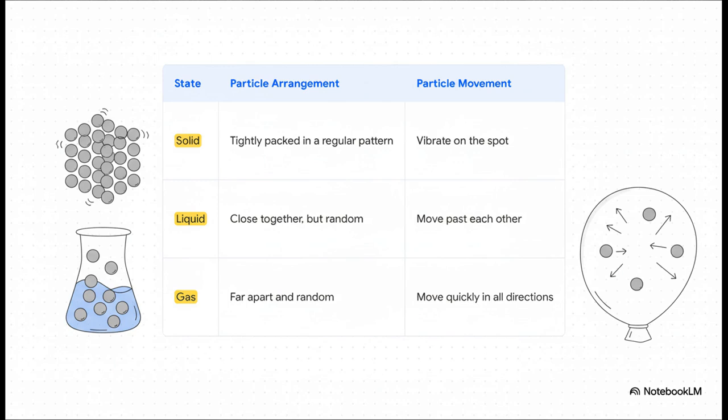So, in a solid, picture all the particles locked into this neat, regular pattern. They're held so tightly together they can't go anywhere. They just vibrate on the spot. That's why a solid keeps its shape.